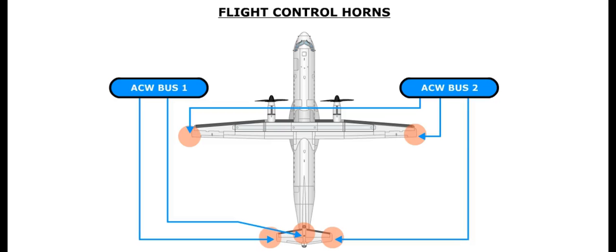The horns of the ailerons, elevators, and rudder are electrically heated using AC wild electrical power. The left elevator and rudder horns receive 115 volts AC from AC wild bus 1. The right elevator and aileron horns receive power from AC wild bus 2.